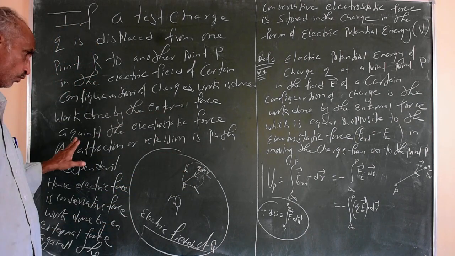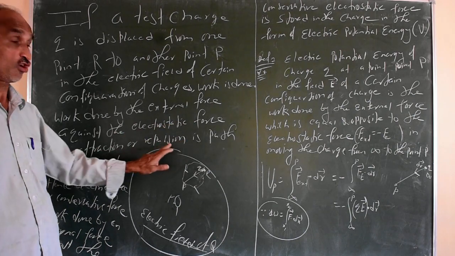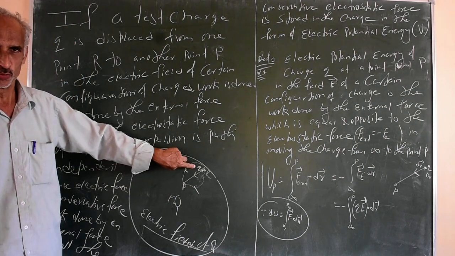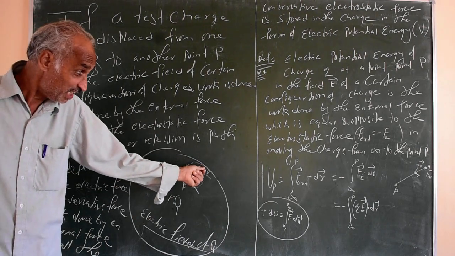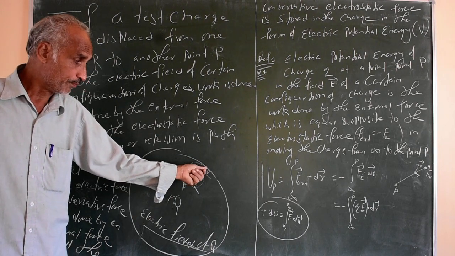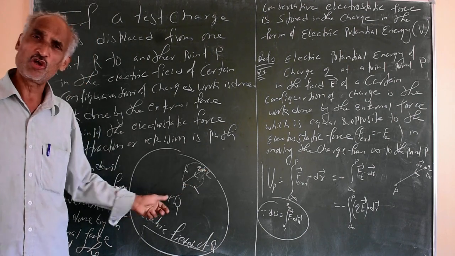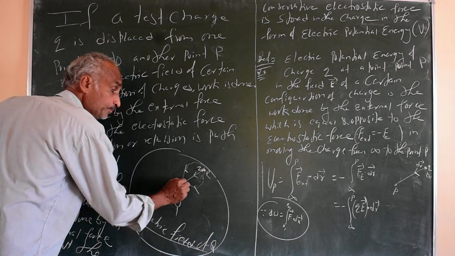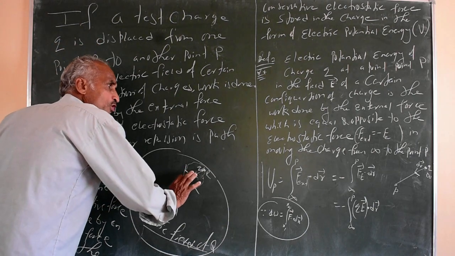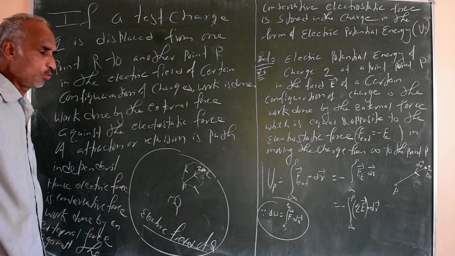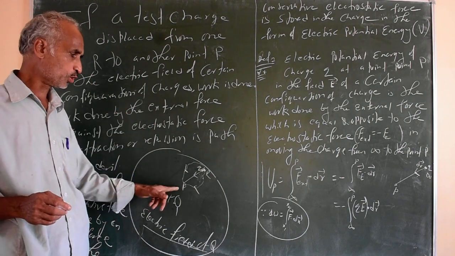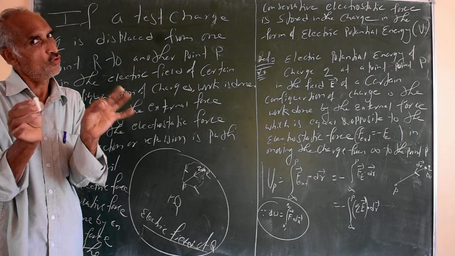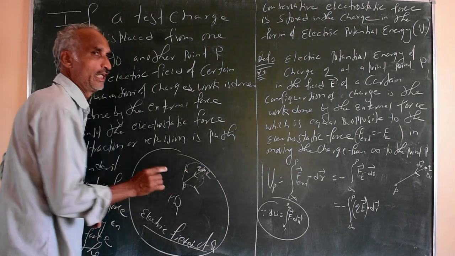Work is done by the external force against the electrostatic force of attraction or repulsion. Suppose the source charge is negative and the test charge is positive. That is a force of attraction, and automatically the charge is attracted and moves on its own. But in order to move it from R to P, I have to apply an external force in the outward direction, equal to the electrostatic force of attraction. If the electrostatic force and the external force are equal and opposite, the net force is zero.